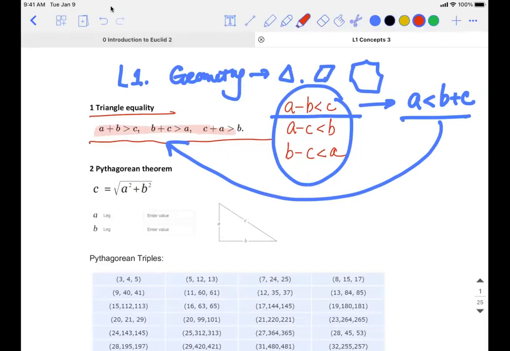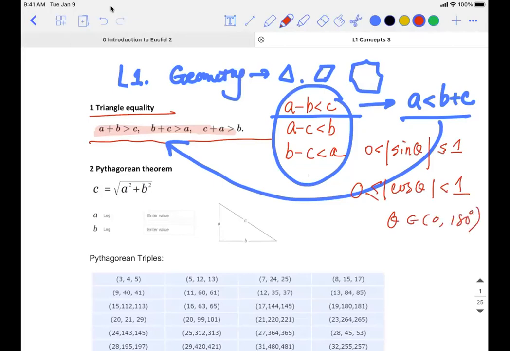Also, there's another very important inequality that every single triangle has, something like this. Sine theta, if I take an absolute value, will be greater than 0, less than or equal to 1. Cosine theta, greater than or equal to 0, less than 1, right? As long as theta is an angle from a triangle, from 0 to 180 degrees. Is that it? That's basic stuff.